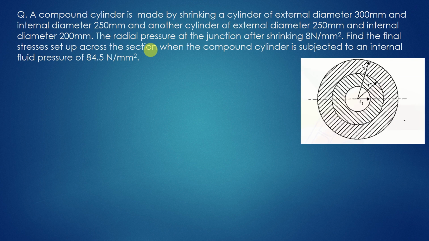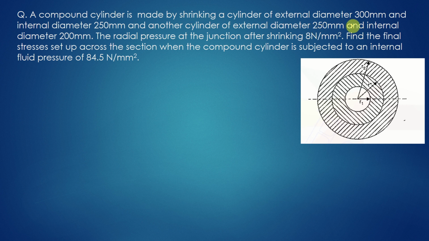So let us see a problem that you will better understand. A compound cylinder is made by shrinking a cylinder of external diameter 300 mm and internal diameter 250 mm, and another cylinder of external diameter 250 mm and internal diameter of 200 mm.